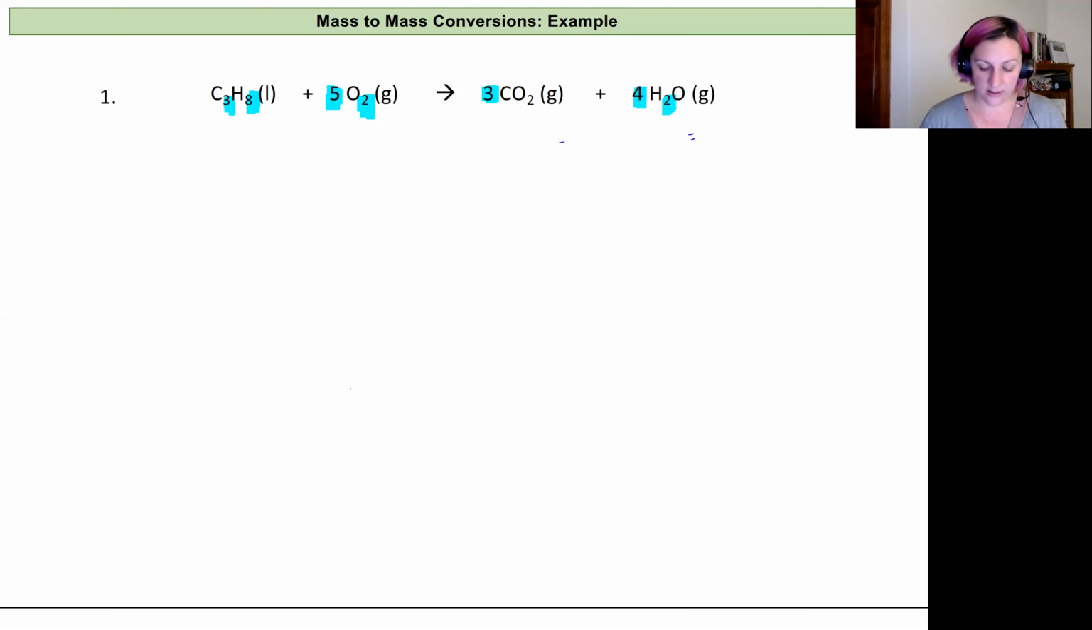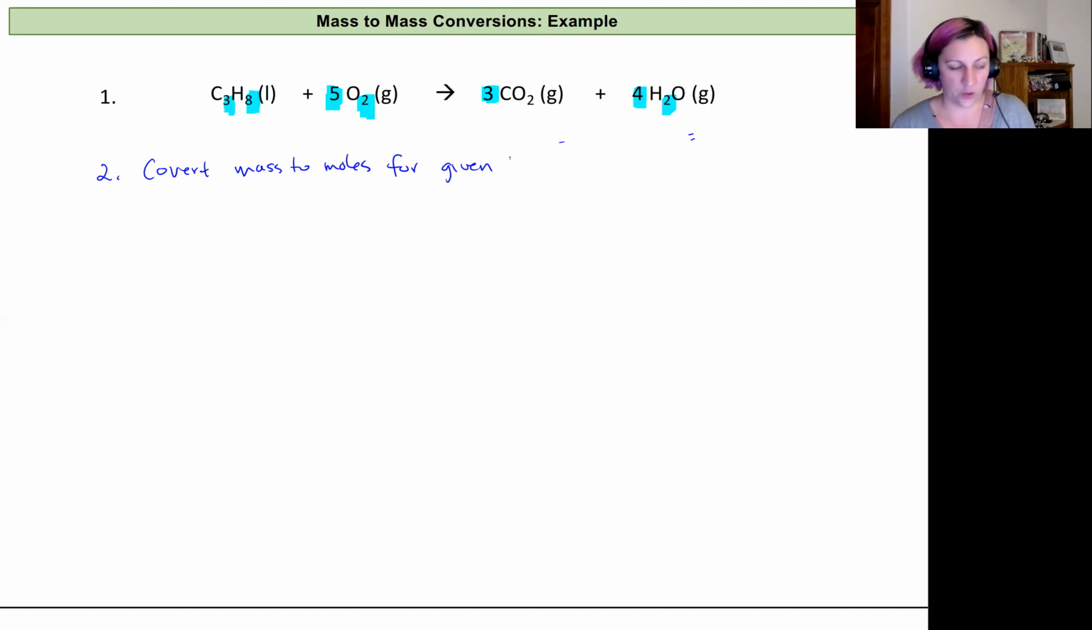So step 2 is going to be convert mass to moles for our given amount that we have, which we know is going to be 25.3 grams of carbon dioxide. So let's do that. This is going to require a conversion factor. If we have 25.3 grams of carbon dioxide and we want to convert this into moles of carbon dioxide, we need a conversion factor that puts moles on the top of our fraction and grams on the bottom.